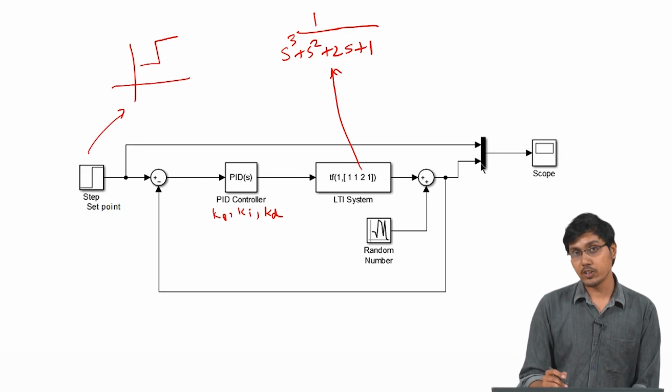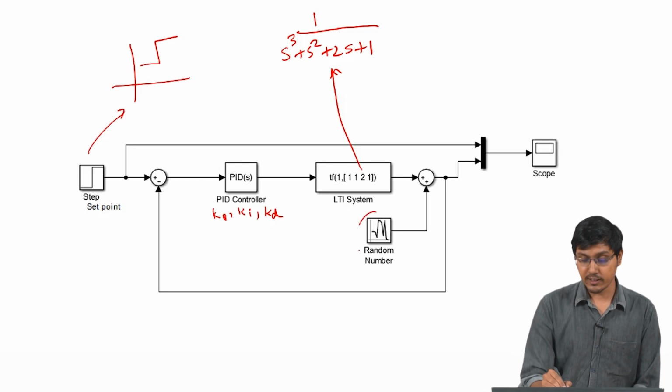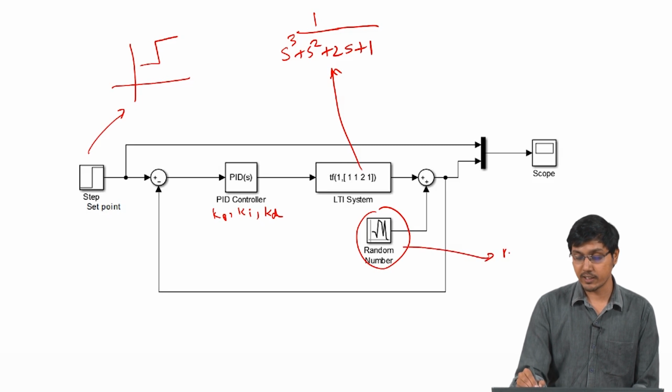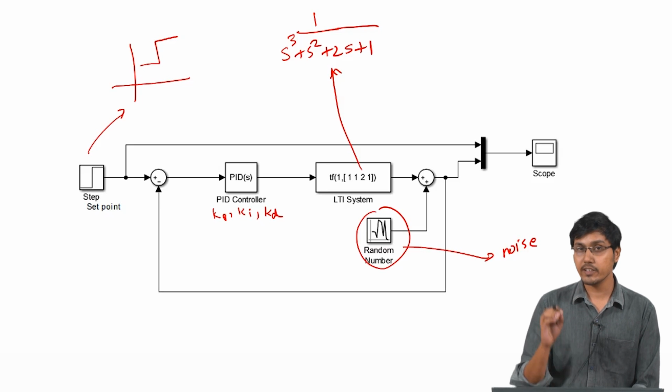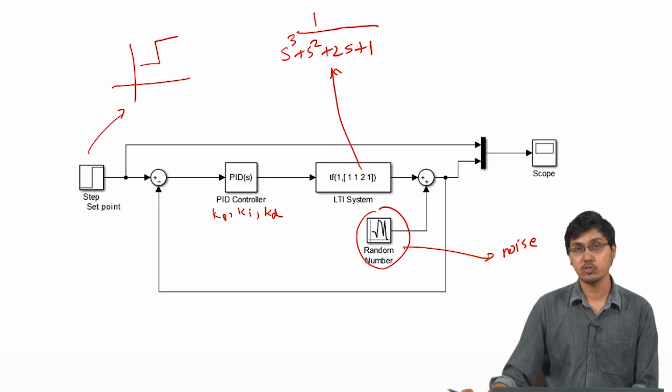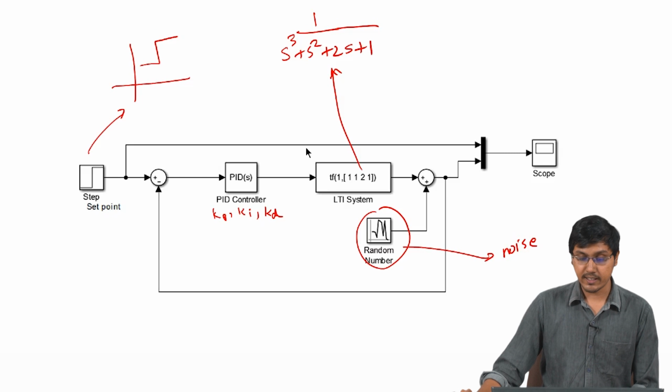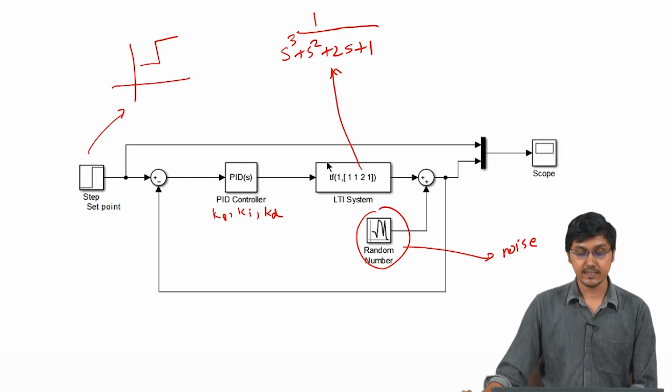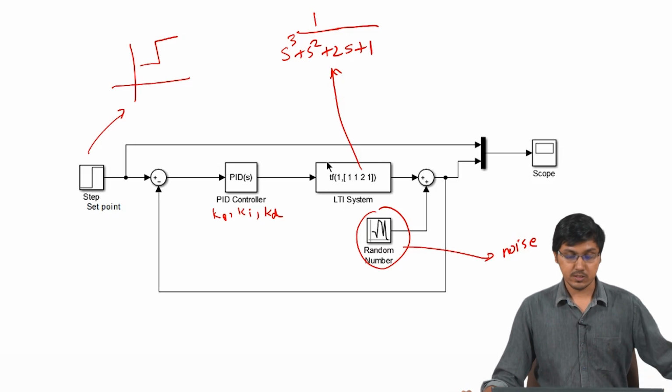Towards the end we will also use this block, which is going to generate noise, because any measurement has some noise. We are trying to induce the effect of the noise into the output and see how this controller behaves as well. That is what we will do towards the end. With that, we will start simulating and seeing the responses.